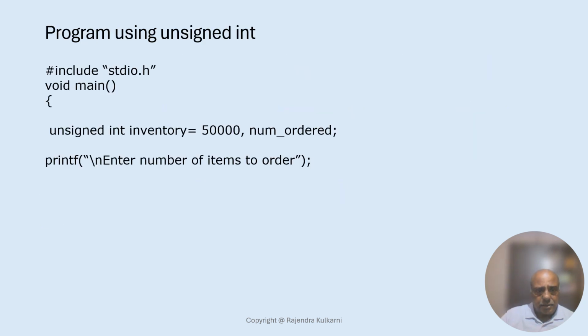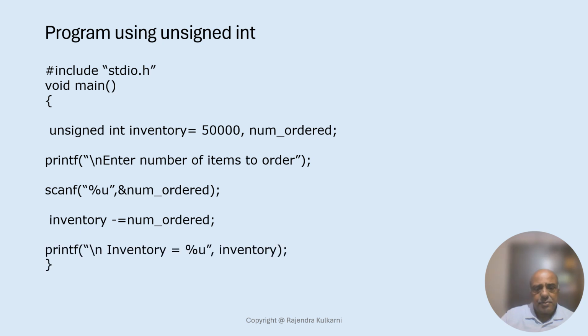We can use the unsigned int in a very simple program. We have declared inventory as an unsigned int and assigned a value of 50,000 to it. Then there is another unsigned int variable declared, num ordered. The program asks the user to enter the number of items to order, which gets stored in the variable num ordered in the scanf statement. %u is the format specifier for unsigned int.